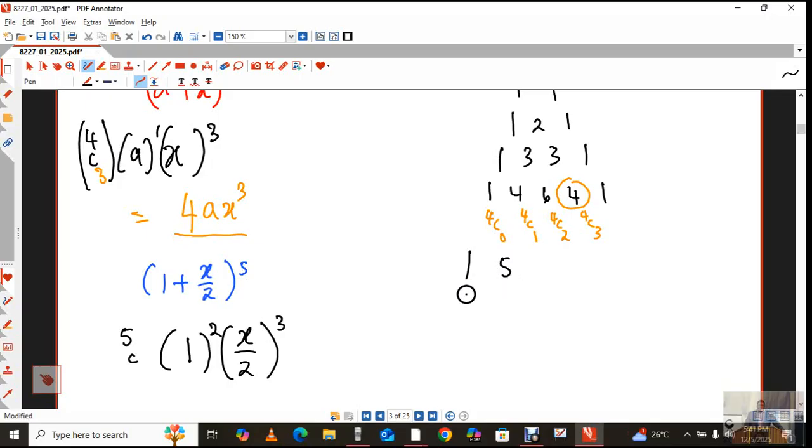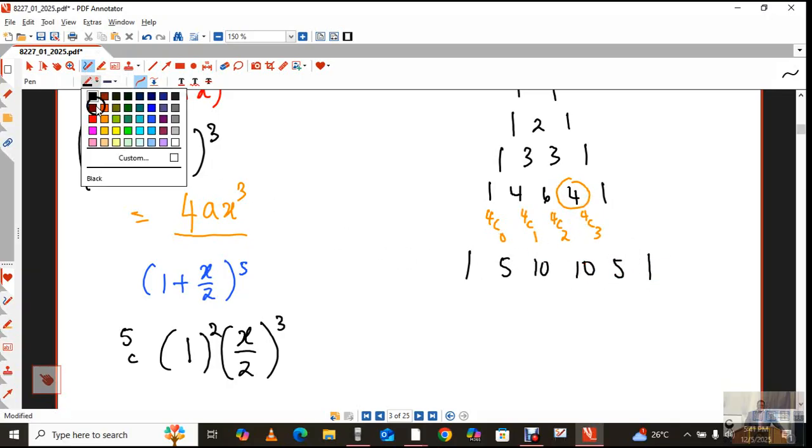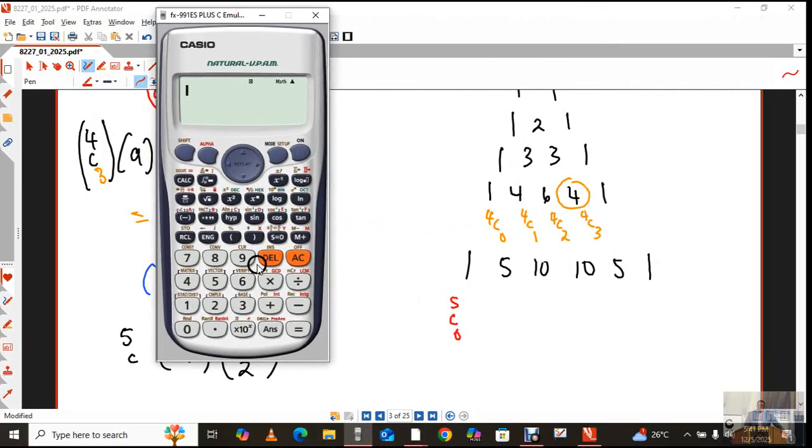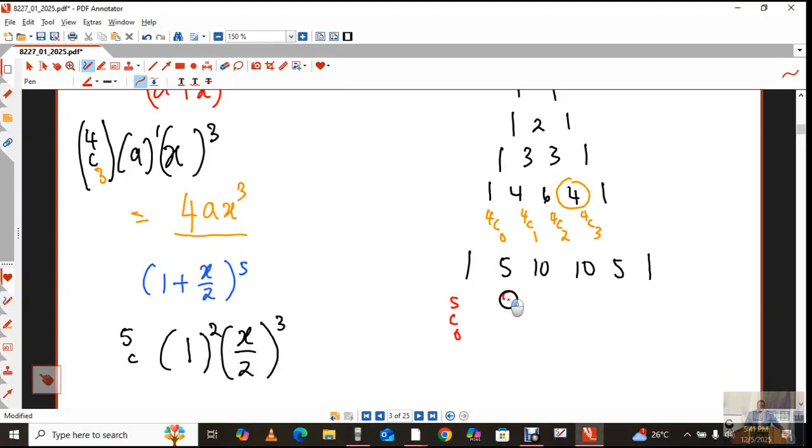But obviously, you will see that there's no need for you to do that. But let me just continue for now. 1 plus 4 is 5. 4 plus 6 is 10. 6 plus 4 is 10. 4 plus 1 is 5, and 1. So this is 5 choose 0, which is going to give you 1. Of course, you can use a calculator. I hope you still know how to do that on the calculator. I'm really interested in the coefficient. 5 choose 0 is obviously just going to give you 1. Can you see that? Even if I do 5 choose 1, that's going to give me 5, which is this one here. And 5 choose 2 is going to give me 10.